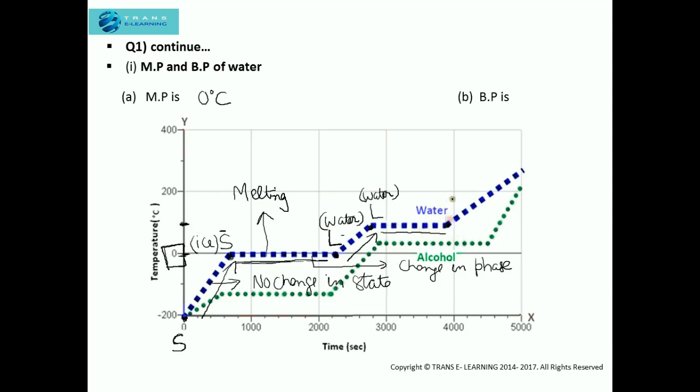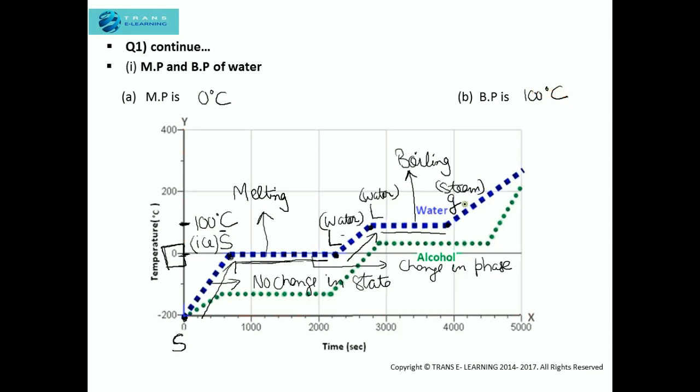So this point will represent the gaseous phase, and the transition from the liquid to the gaseous phase, that is from water to steam, is known as boiling, or what we call vaporization. So this line represents the boiling process. So here we'll be having the boiling point. So this is 0 degrees Celsius, this is 200 degrees Celsius. So in between we'll be having 100 degrees Celsius. So the boiling point of water will be 100 degrees Celsius.